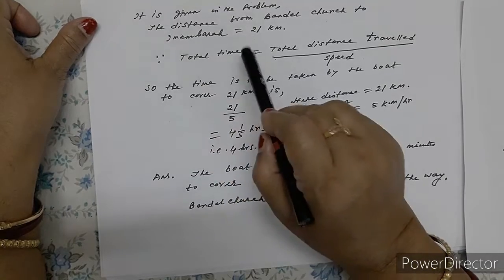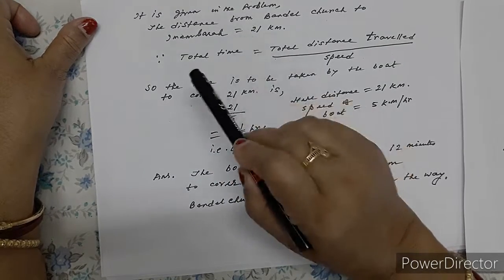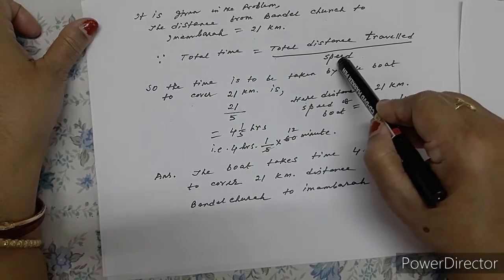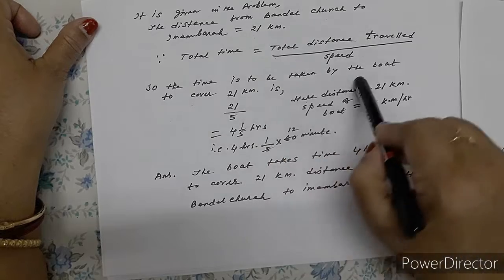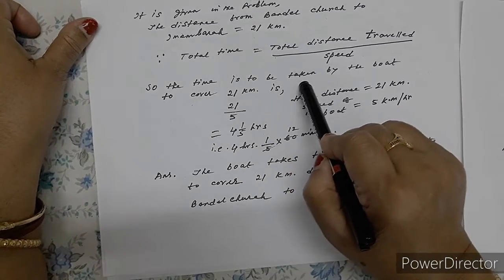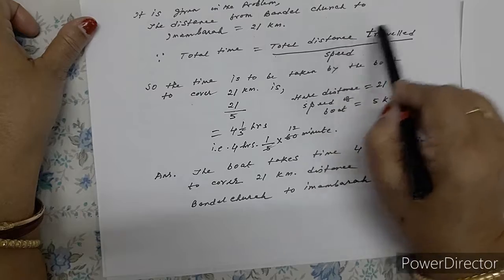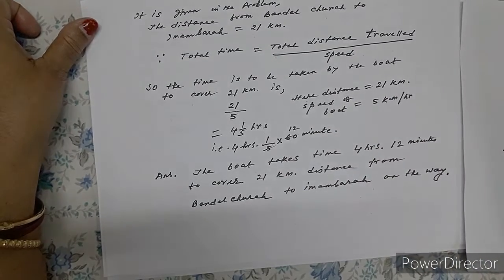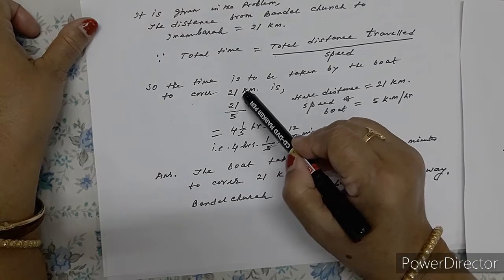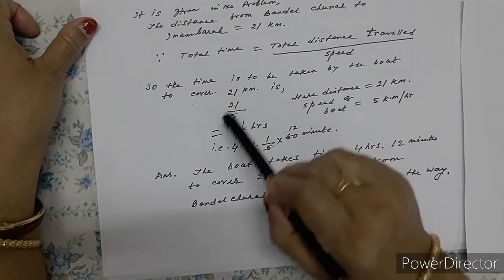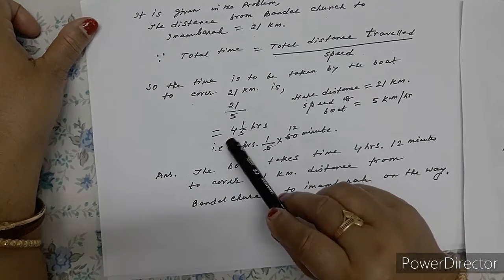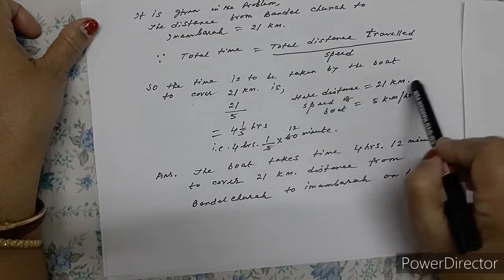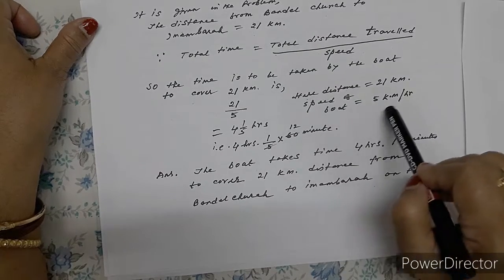Total time we know. In part 1 I have already discussed the formula: total time is equal to total distance travelled divided by speed. So the time taken by the boat to cover 21 kilometer is total distance travelled, 21 kilometer, and speed is 5 kilometer per hour, already told. So 21/5 hours, that means 4/15 hours. Here distance is 21 kilometer, speed of the boat is 5 kilometer per hour.